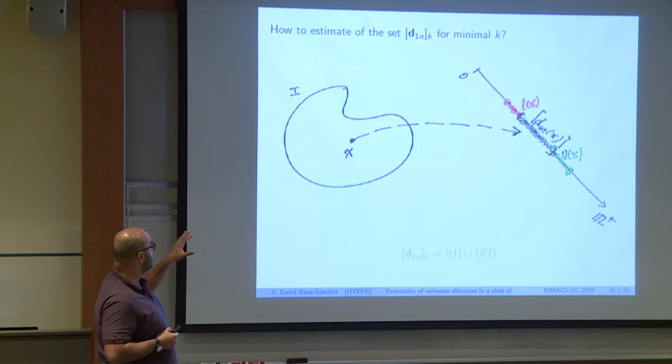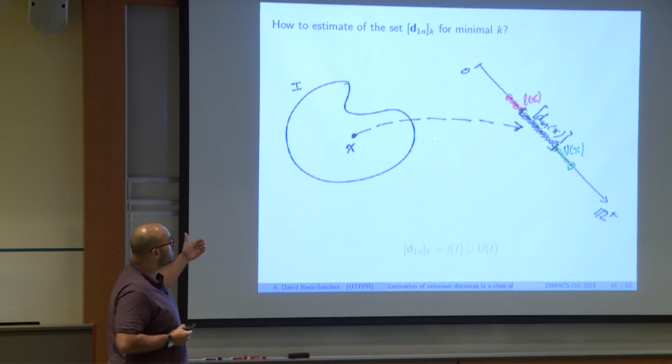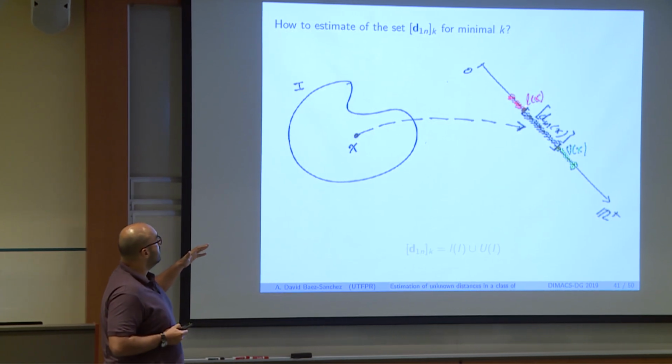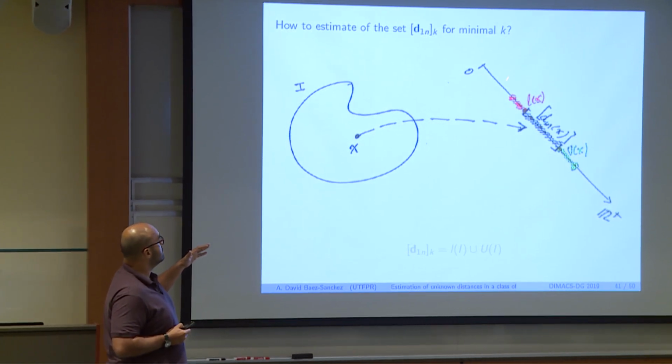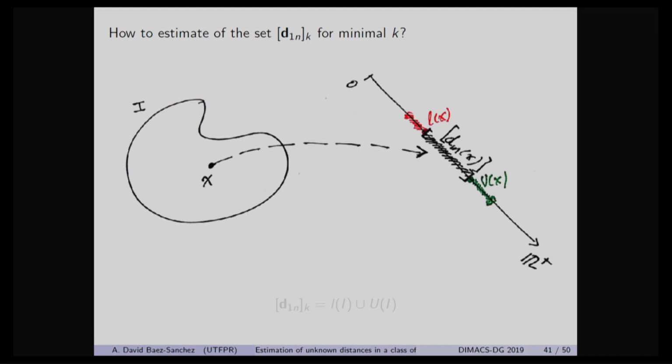Of course, because this function is not necessarily continuous, it might happen that suddenly there is a jump over here, but this is the general idea, okay? So the set that we're looking for is precisely the image of these functions over this set. This is what we're looking for. So actually, the situation is like this.